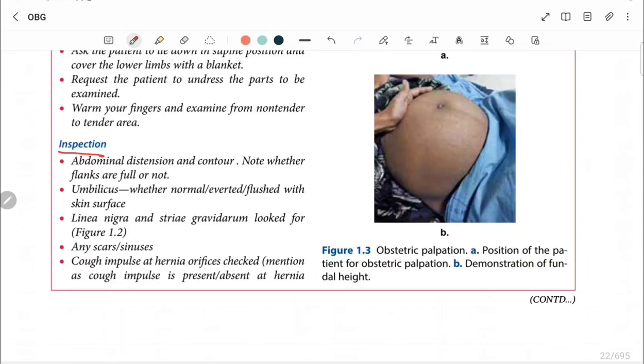So what do you mean by flanks? Flanks means the region below the rib cage and above the ileum. And then look for the umbilicus, whether normal, everted or flushed with skin surface. Then look for the linea nigra and stria gravidarum.